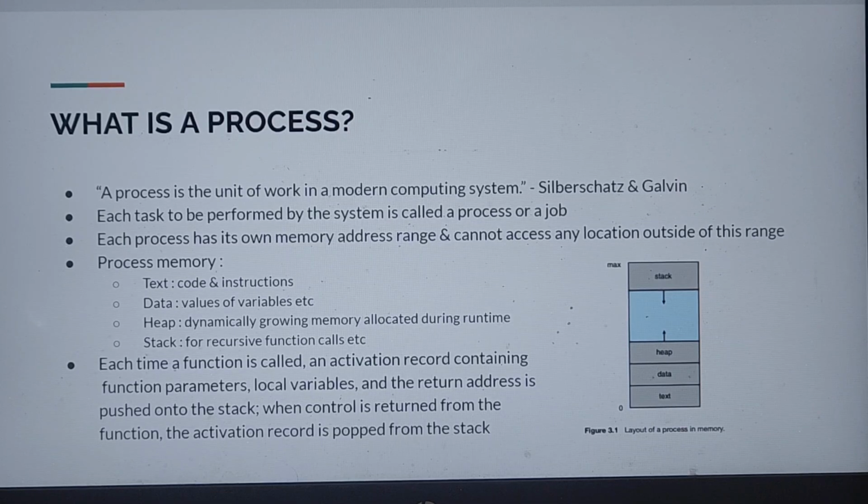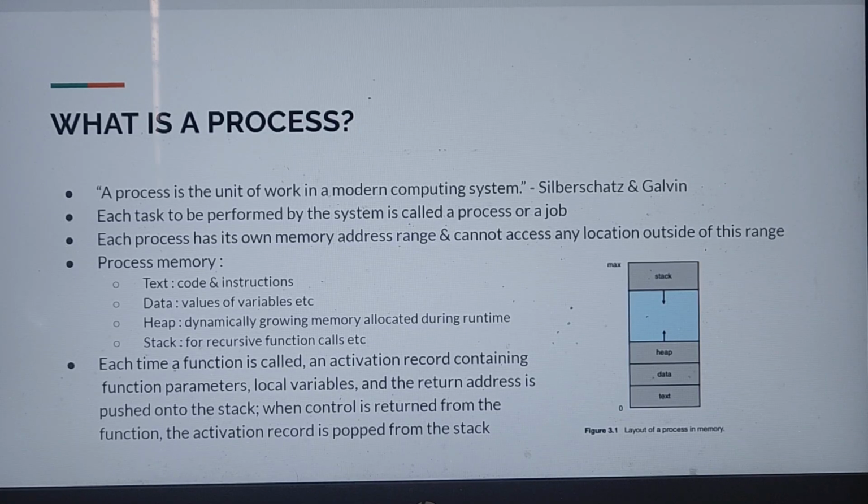Heap is a dynamically growing memory which is allocated during runtime. When your process is being executed, if some new variables are being created or some necessity for extra memory comes up during runtime, it will be stored in the heap segment, and as soon as that execution completes, this will be erased.